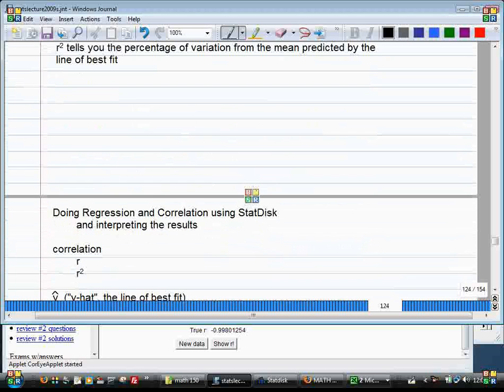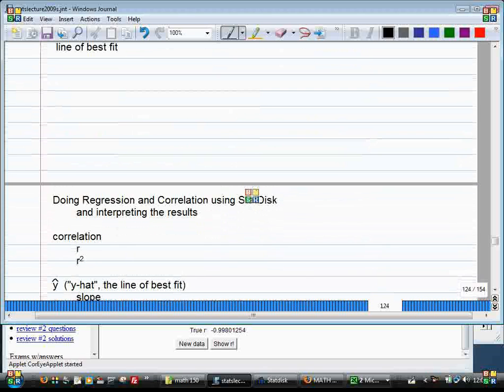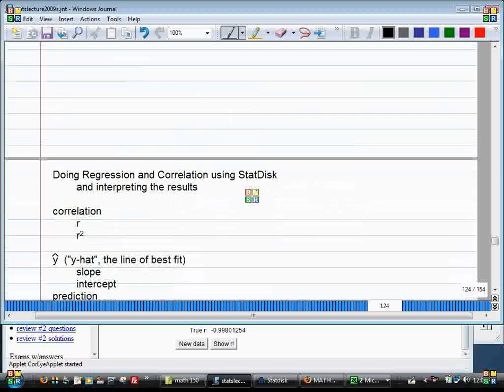Okay. So let me just let you know right off the bat. First of all, when it comes to correlation, the two things we're interested in are R and R squared. And then when it comes to regression, we're interested in this, which is called Y hat. That's the line of best fit.